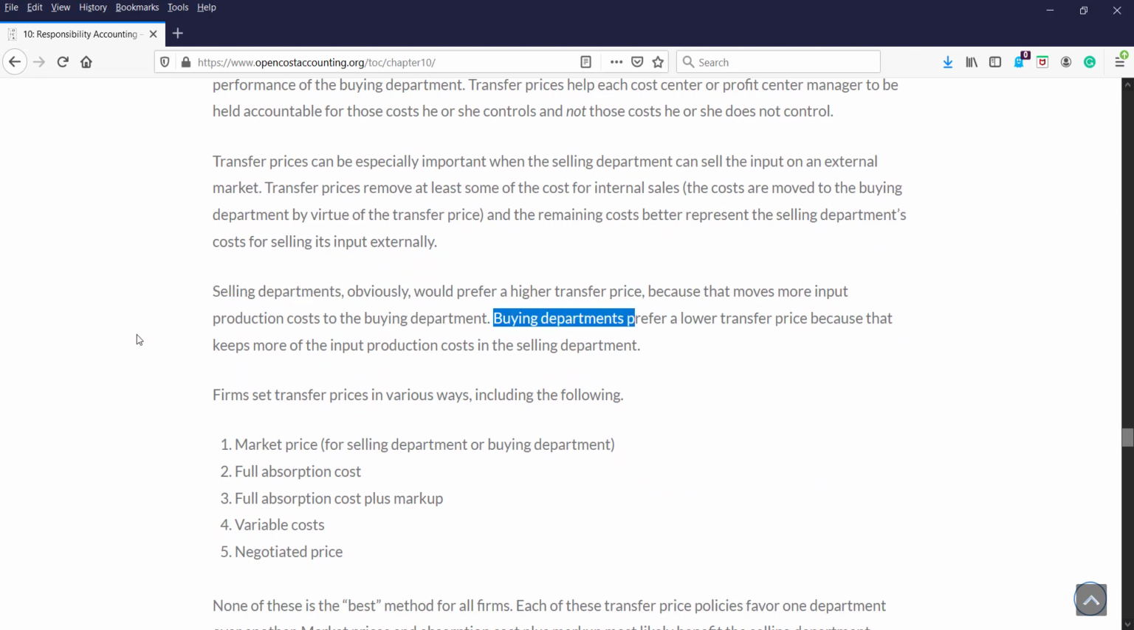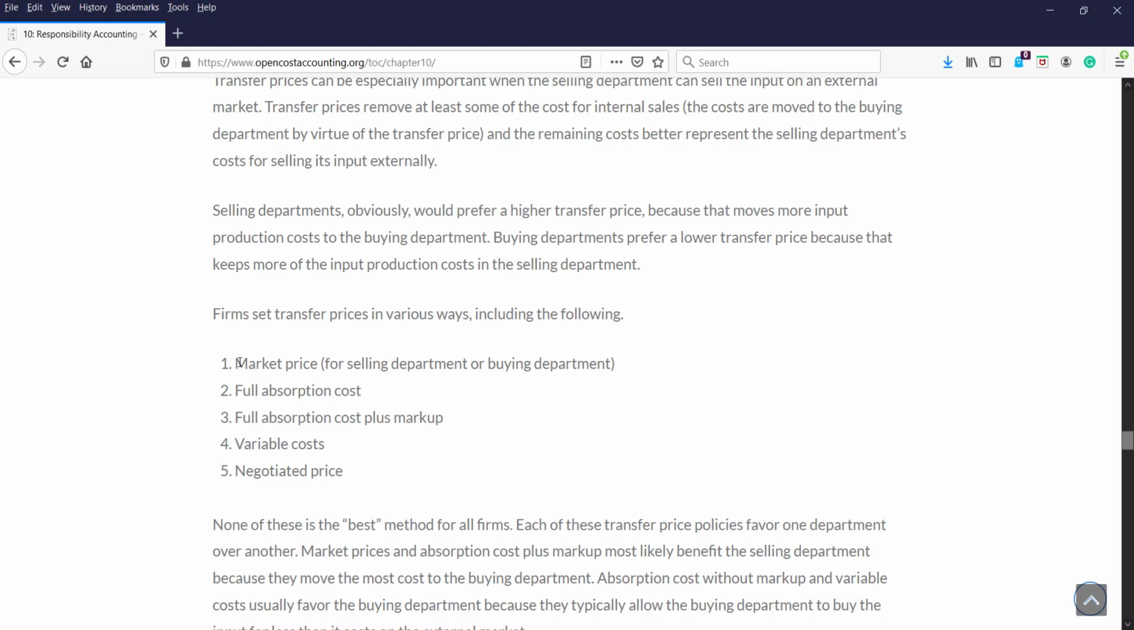Now there are a variety of schemes for setting transfer prices. You can use market price either for the selling department or for the buying department. So for example, the market price that the selling department could sell its good for on the open market, the external market outside the firm, or the market price that the buying department could buy that input for outside the firm. We could take the selling department's full cost, including absorption, all the overhead that gets absorbed. We could also build in some sort of markup, say 10% of overhead extra as markup.